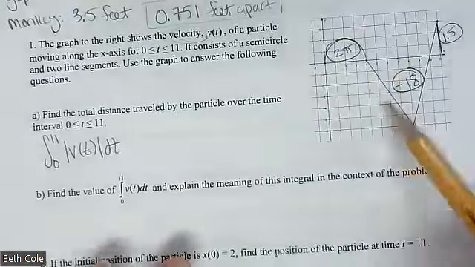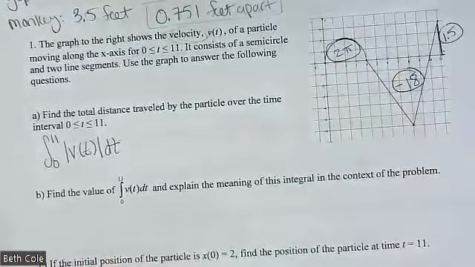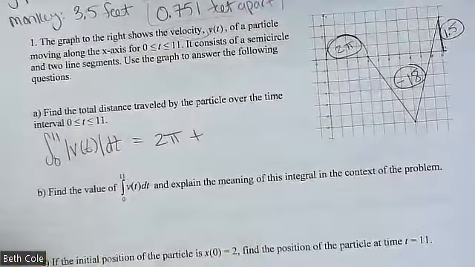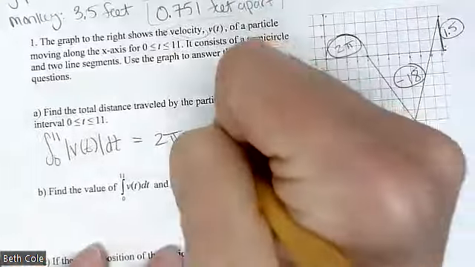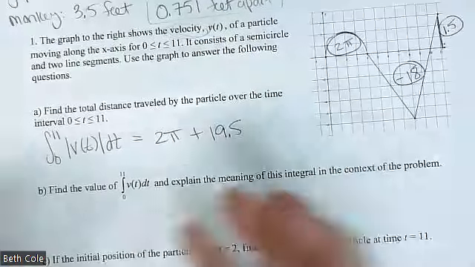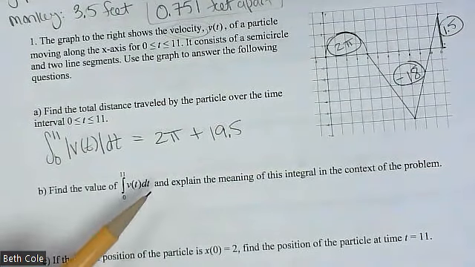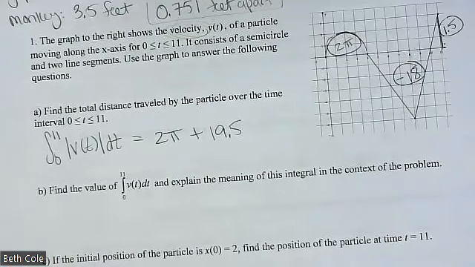Okay, so what we're going to do is add together all these areas, but treat them all like they're positive. So it'll be 2 pi plus what? 19.5. You treat them all like they're positive. Or is that what you said? Yes. Oh, okay, I just couldn't hear you.